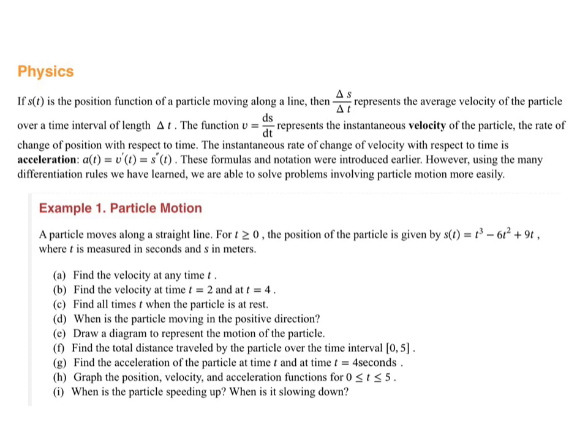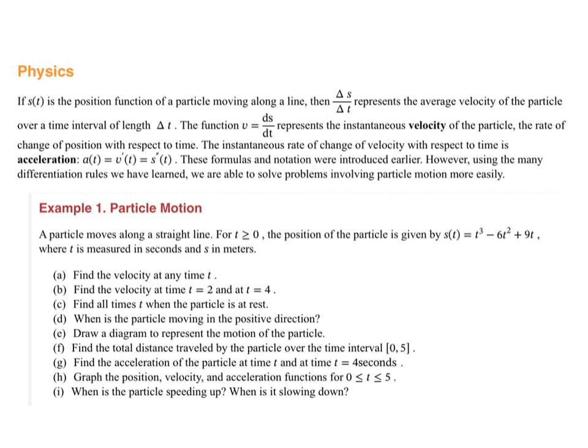If you look, you've got a little blue block on page 261. You see in the middle of page 261? Okay, it says in physics, if s of t is the position function of a particle, then the change in s over the change in t represents the average velocity. The function ds/dt is the instantaneous velocity of the particle, the rate of change of position with respect to time. The instantaneous rate of change of velocity with respect to time is acceleration.